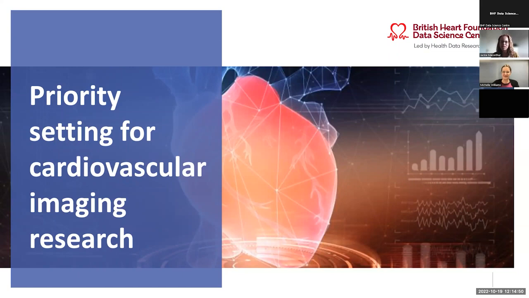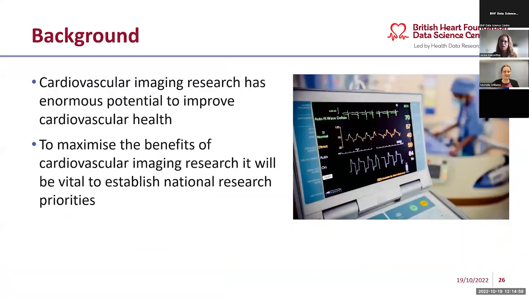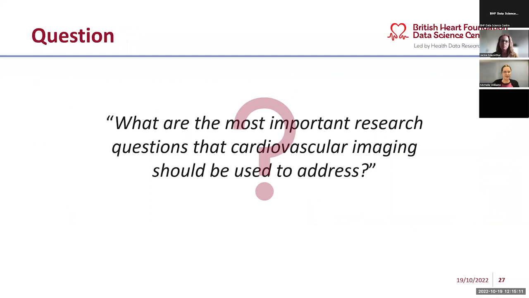So as Michelle mentioned, I'm going to be talking about the prioritisation exercise that we've been carrying out for cardiovascular imaging research. Cardiovascular imaging has enormous potential to improve cardiovascular health. It's really important that we prioritise the research that we carry out in this area. So we've been carrying out an exercise to obtain consensus on the question, what are the most important research questions that cardiovascular imaging can be used to address?